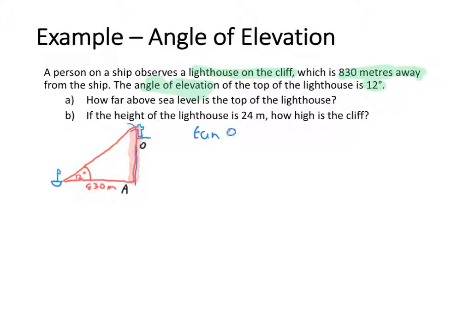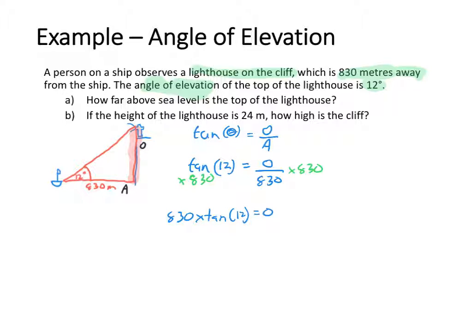So tan of an angle is equal to opposite over adjacent. So tan 12, because I'm now substituting in my known values, is equal to, opposite is still my unknown, over 830. So rearranging that formula to get O by itself, I do that by multiplying both sides by 830. I know that 830 times tan 12 is equal to the opposite side, and I can use my calculator now to find the length of the opposite side of the triangle that I formed. So my opposite side is going to equal 176.42 meters. So the height from the top of the lighthouse down to sea level is 176.42 meters.